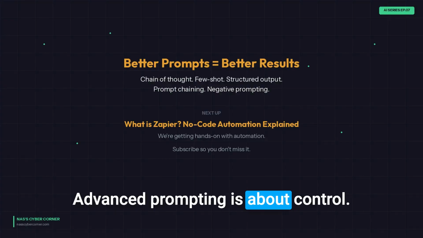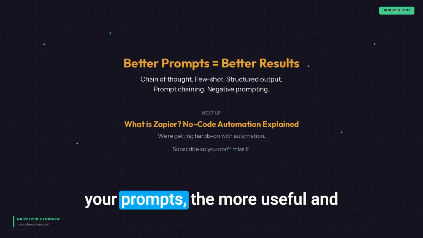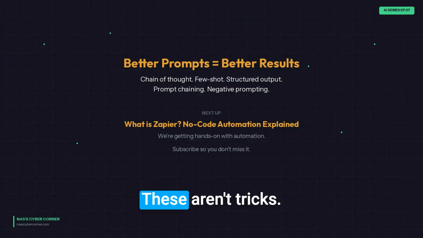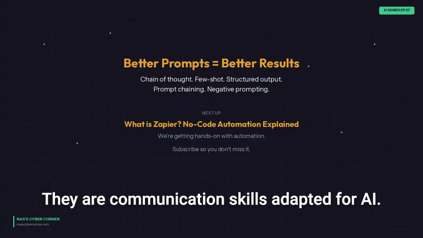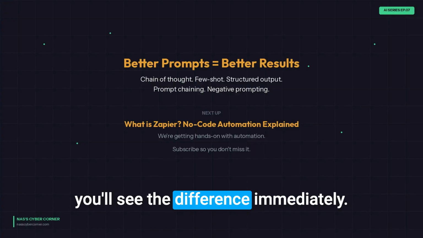Advanced prompting is about control. The more deliberately you structure your prompts, the more useful and consistent the output becomes. These aren't tricks. They are communication skills adapted for AI. Practice them on real work tasks, and you'll see the difference immediately.